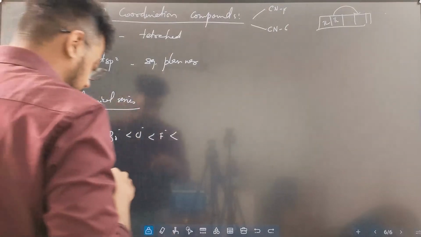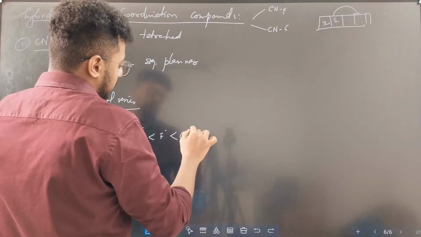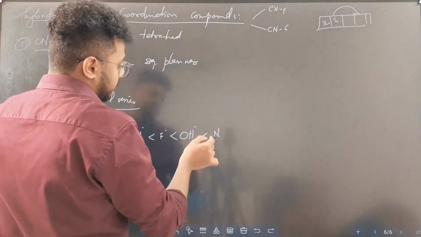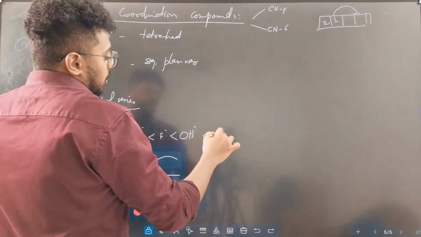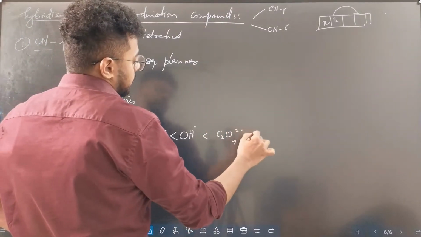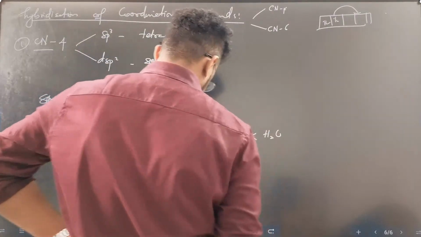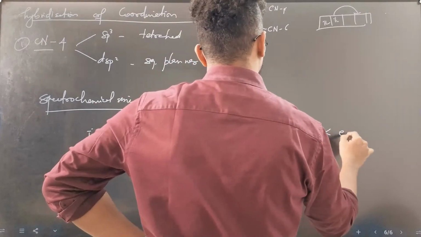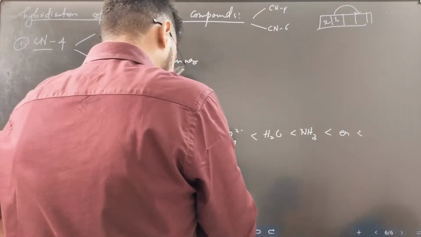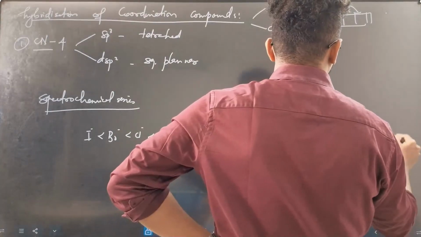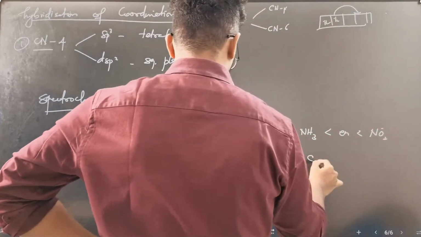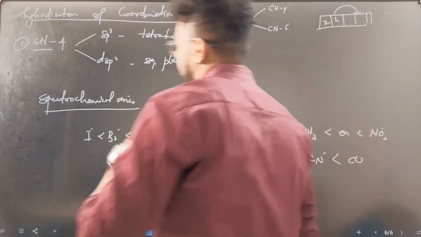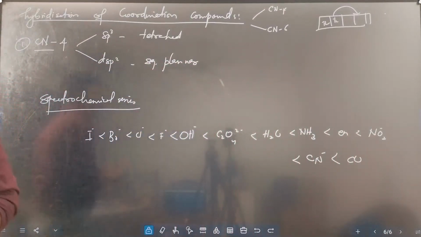Okay. Then we get hydroxide, oxalate, then water, then amine, then ethylene diamine, then nitro, then CN, and next carbon monoxide. This is the spectrochemical series.